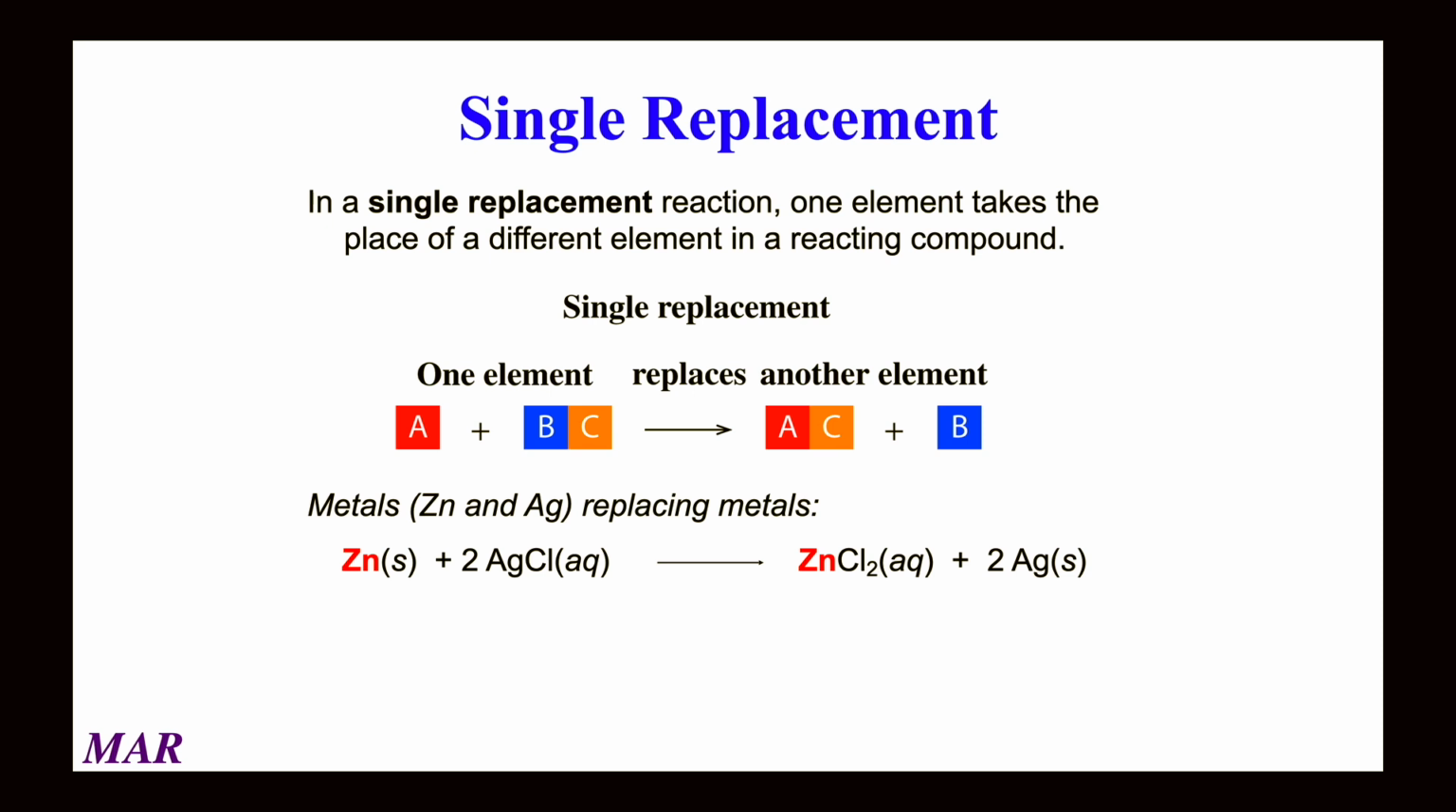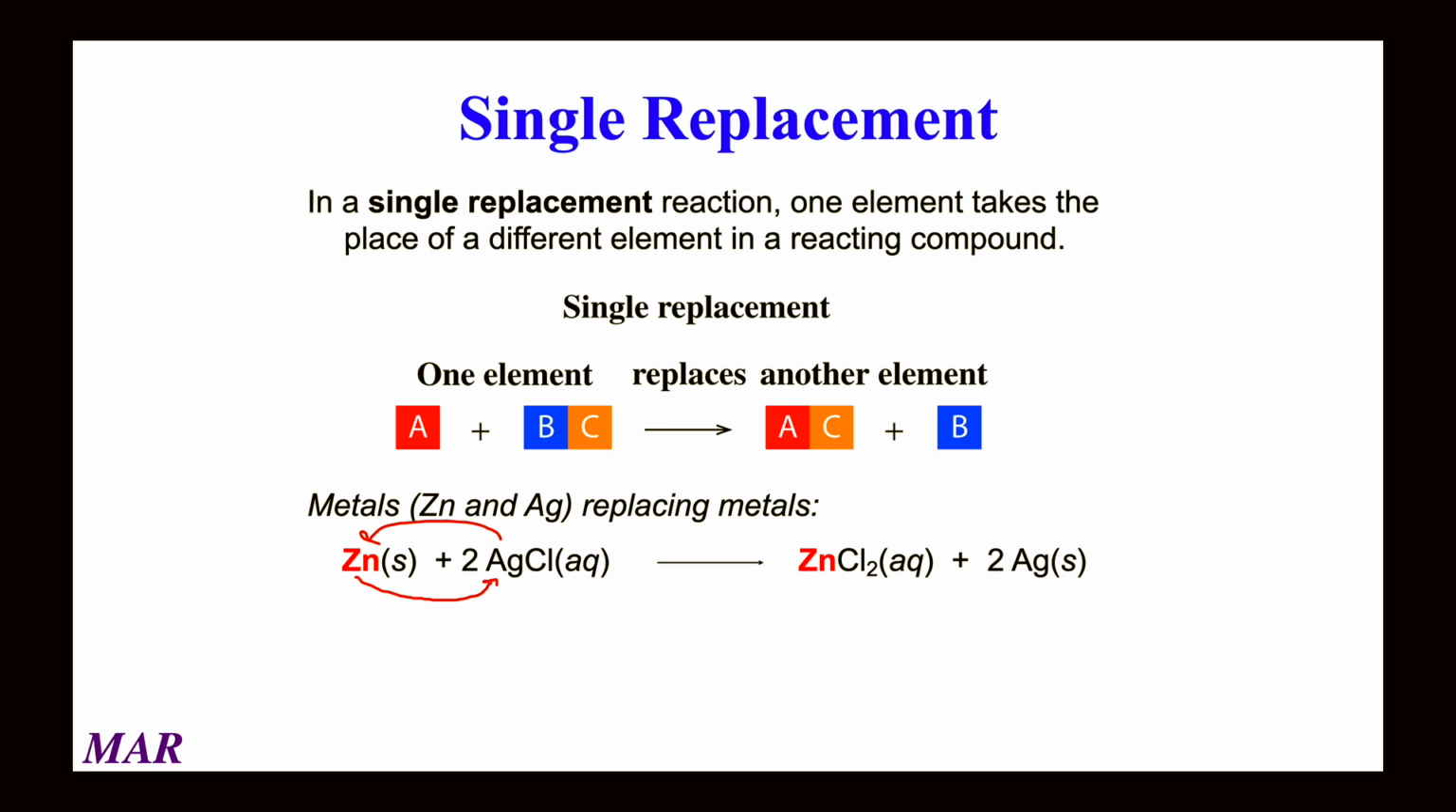So zinc reacts with silver chloride to make zinc 2 chloride and silver. And what's happening here, zinc and silver, both metals, they're going to do the dance. Zinc's going to start dancing with chloride and silver will be by itself. Now remember, all those charges still apply. Silver and zinc are part of the stairs. Silver is +1, but zinc is +2.